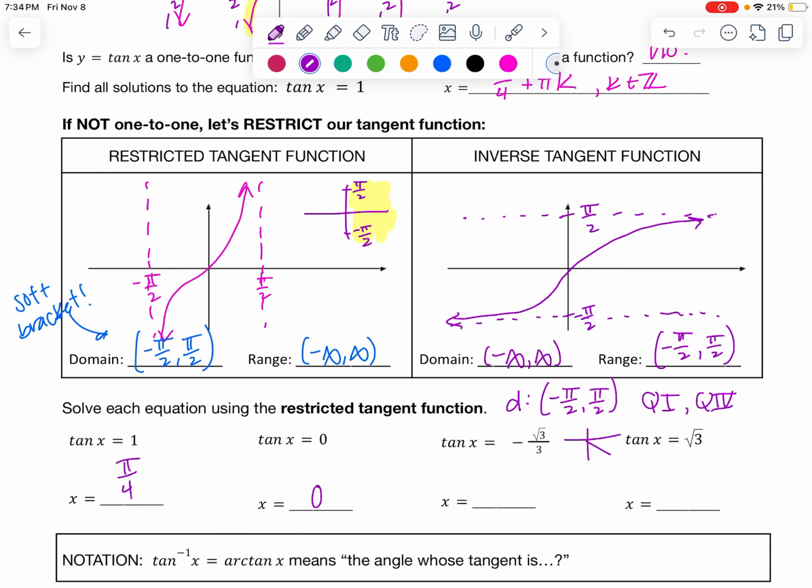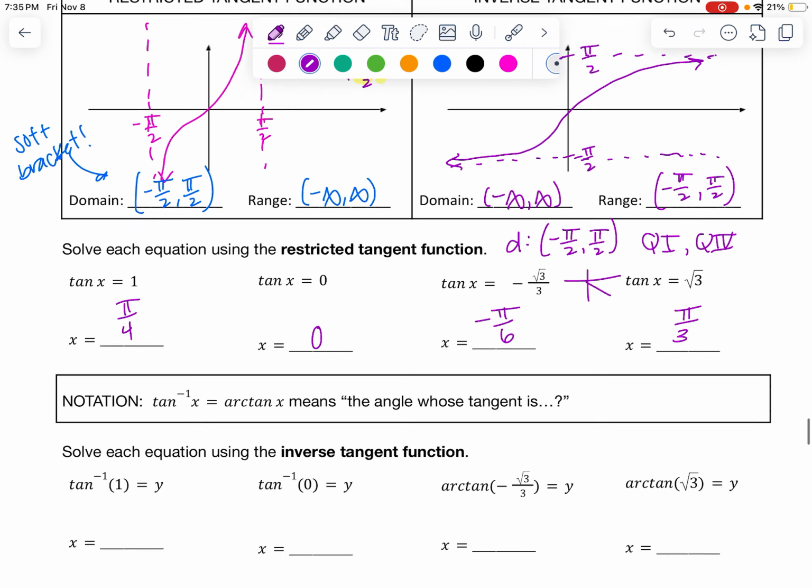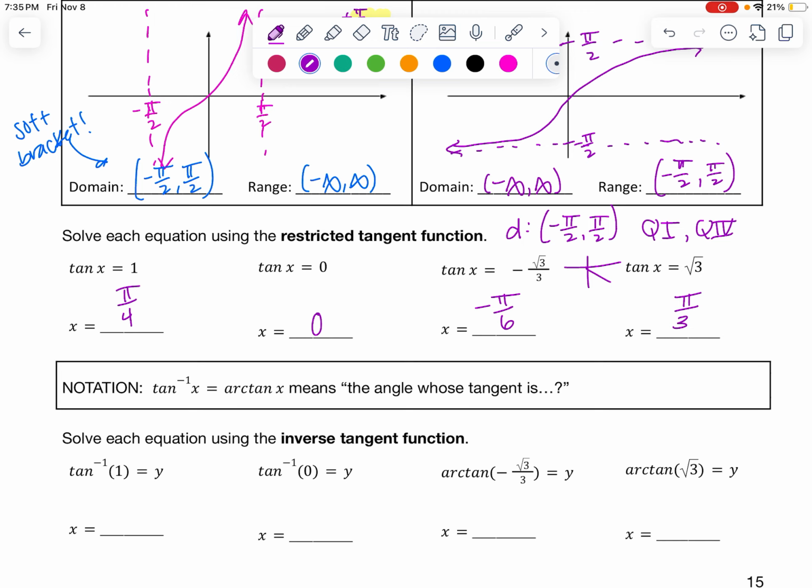Right, this is my negative of tangent. This is going to be a negative pi over 6. And then I have what values of x gives me a tangent of radical 3? This is just pi over 3. Okay. Again, very similar with the notation of everything.